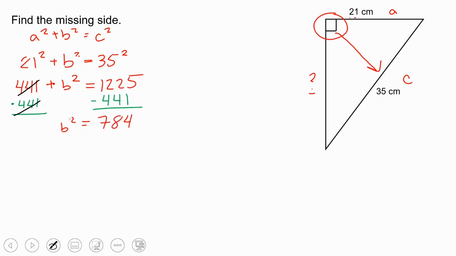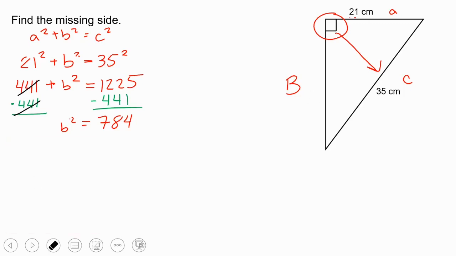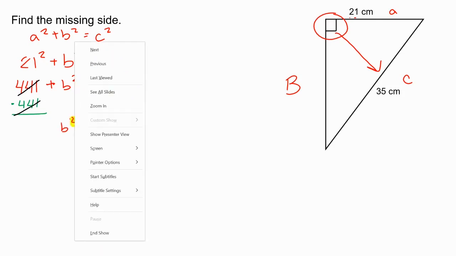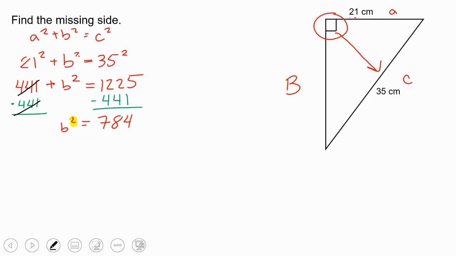Now, some of you might think that we're done, but we're not, because we want the letter B, just the letter B, not B squared, not anything else. But right now, I can see that B is not by itself. B right now has a squared with it. So we've got to get rid of that. Now, the opposite of squared is actually taking the square root. Whatever I do to one side, I'm going to do to the other side. At this point, this and this cancel out, leaving me with just the letter B.